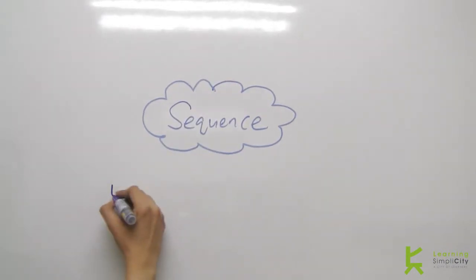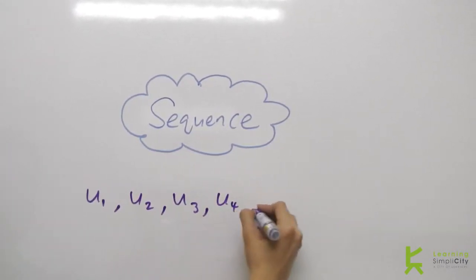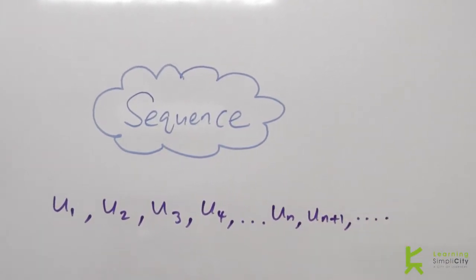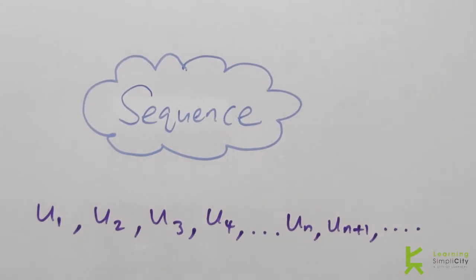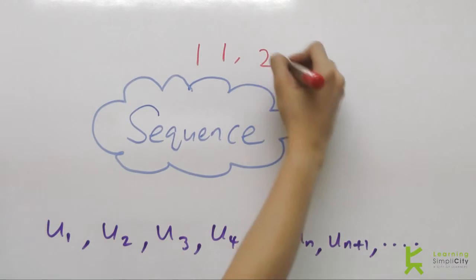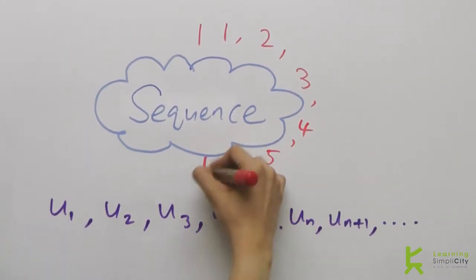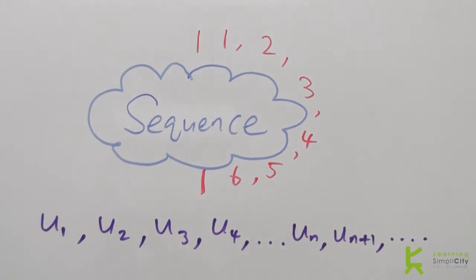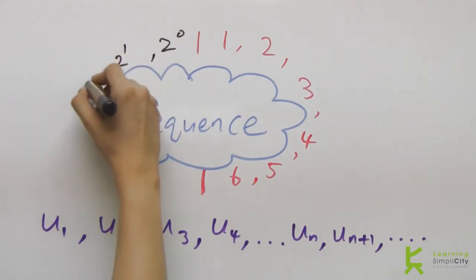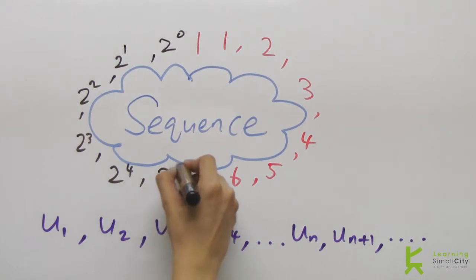It can be displayed as the following: U1, U2, U3, all the way to Un and Un+1. This is a set of sequences. Examples of sequences can be 1, 2, 3, 4, 5, and 6. It can also come in the form of to the power 0, to the power 1, to the power 2, to the power 3, to the power 4, as well as to the power 5.